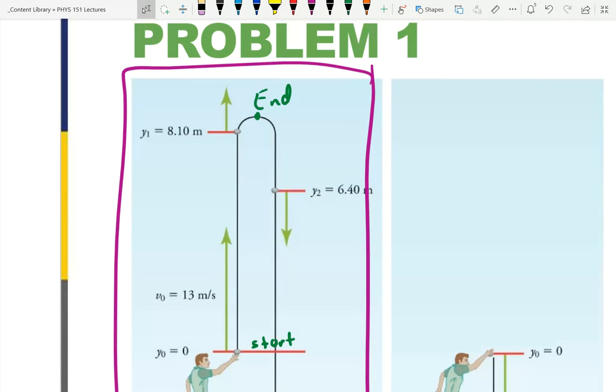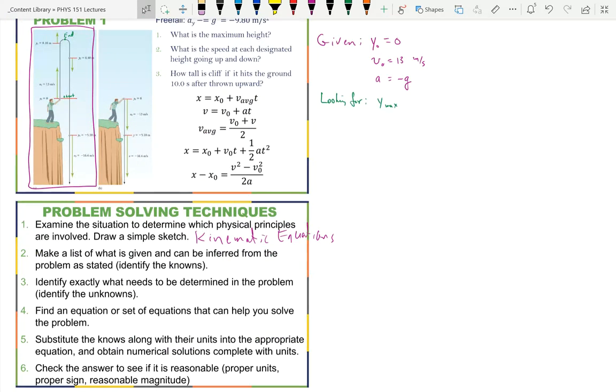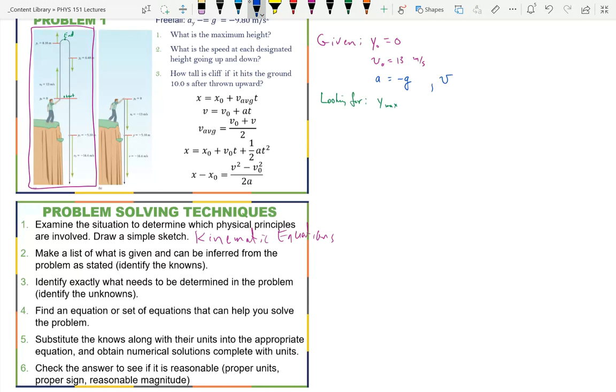And yes, I care very dearly, because what condition do I know about that point? The speed is zero. And so I'm going to add to my given, it's not really given, it's inferred. So this here was inferred, and I'm going to put V subscript 1 because this is the first of the three questions, is 0.